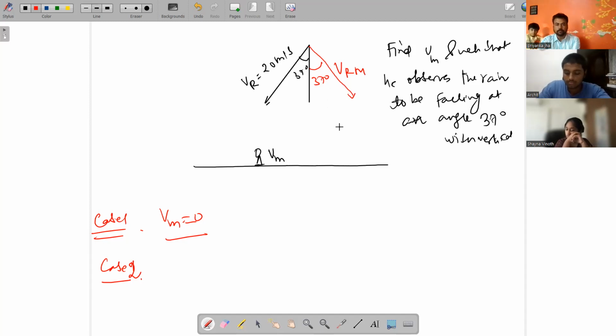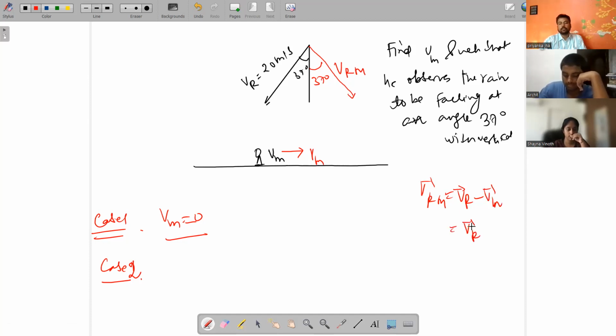Now, the man will have to run towards the right. Why so? Suppose this is the net velocity of rain with respect to man. So if the man runs towards the right, how do you find it? See, velocity of rain with respect to man is velocity of rain minus velocity of man. It can also be written as velocity of rain plus minus of velocity of man.